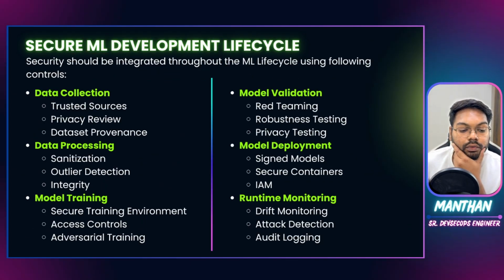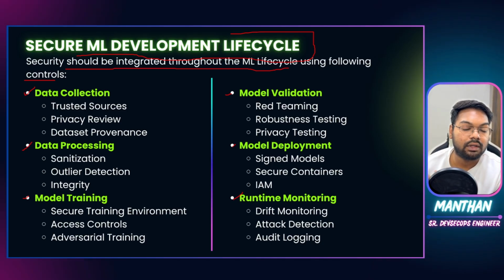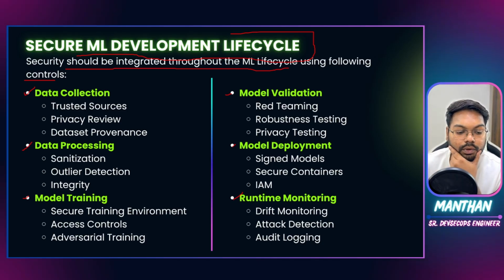So now, how do we secure the machine learning development lifecycle? Security should be integrated throughout the ML lifecycle using the following controls. First of all, this is the ML lifecycle: data collection, data processing, model training, model validation, model deployment, and then runtime. So these are the different lifecycle stages, and then what controls we implement in each of them is what we will see.